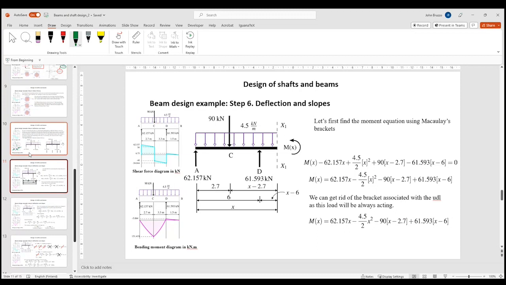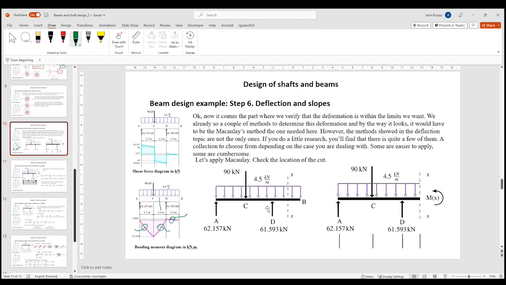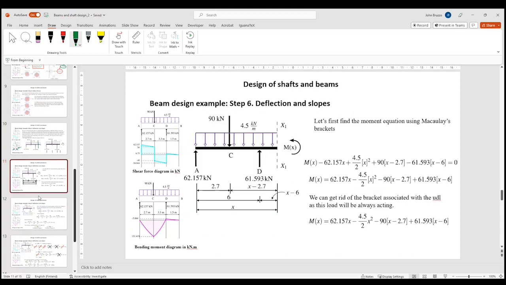This is an example. Definitely you start with the free body diagram. As a quick recap, you just section the beam in a place where you are considering most of the loads on the beam. That's why it's cut there. When you make that cut, you're going to have a reactive moment appearing here, and that reactive moment is going to be the foundation to construct Macaulay's equation.